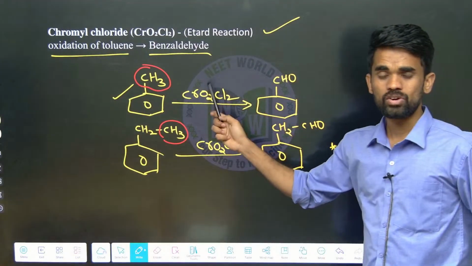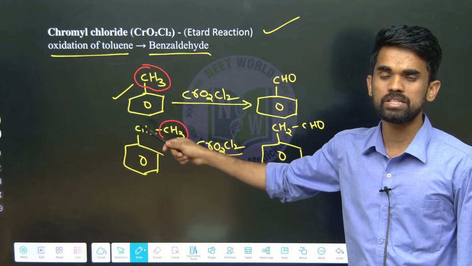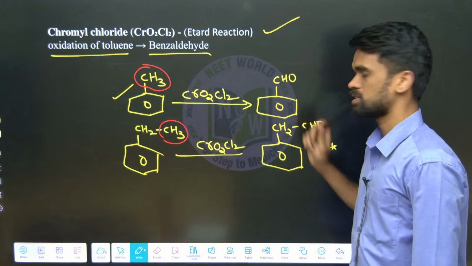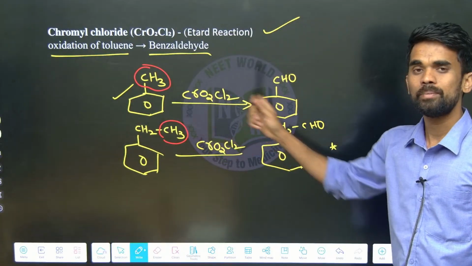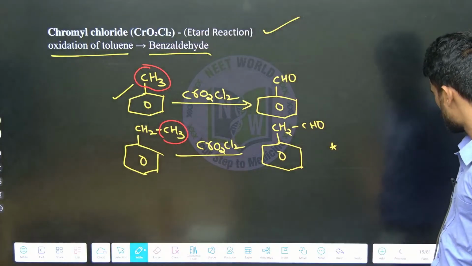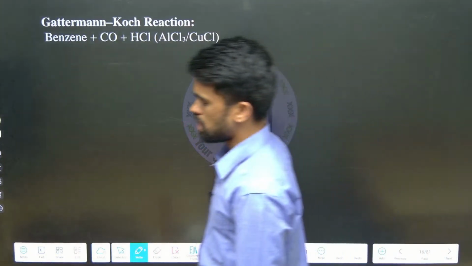Chromyl chloride. Chromyl chloride converts methyl benzenes, or alkyl benzenes, to the respective aldehydes like this. Like methyl benzene to benzaldehyde. That is the example to be remembered. So that's it about Etard's oxidation.